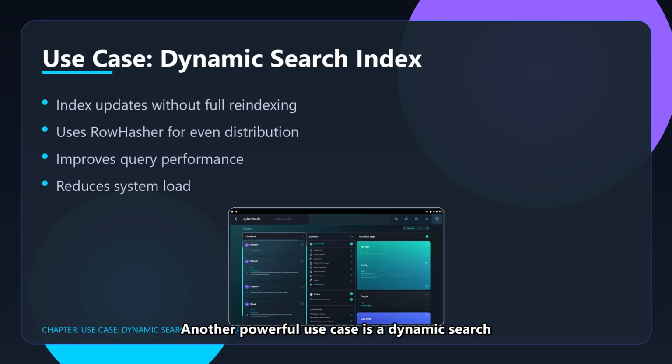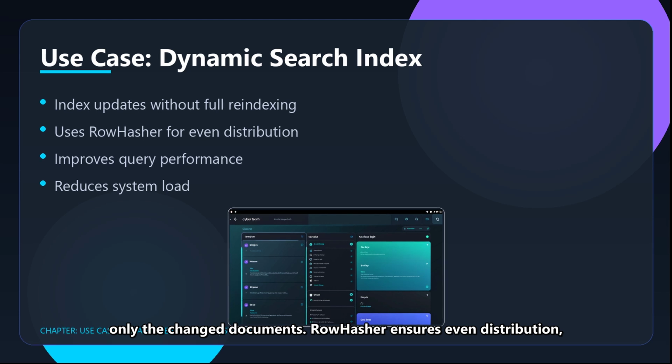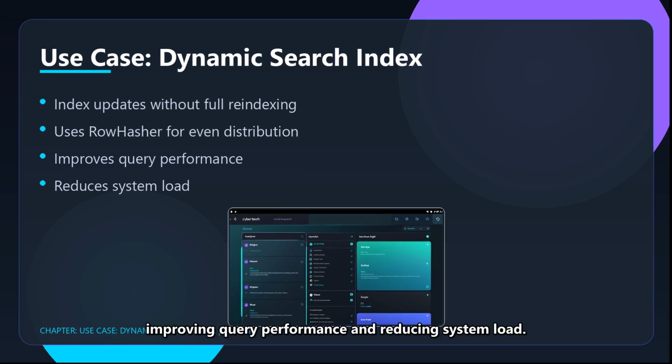Another powerful use case is a dynamic search index. Instead of reindexing everything, Fluo Recipes update only the changed documents. RowHasher ensures even distribution, improving query performance and reducing system load.